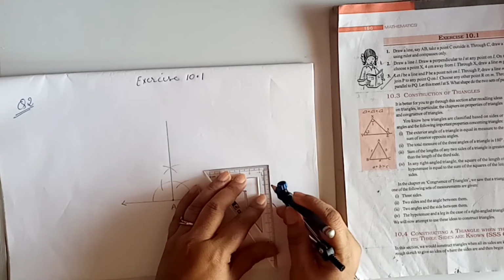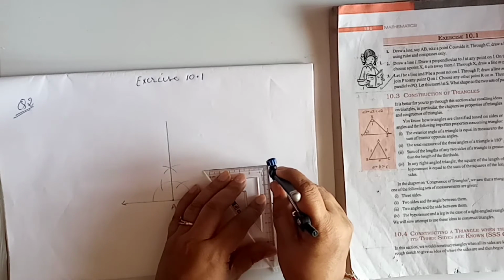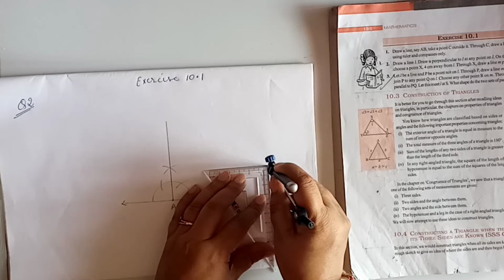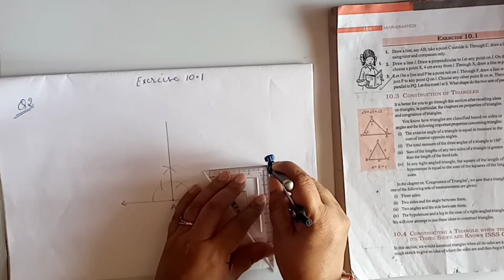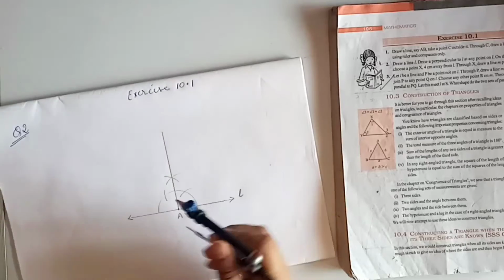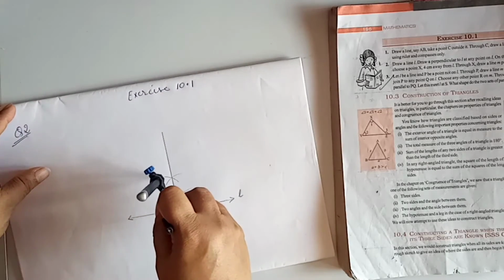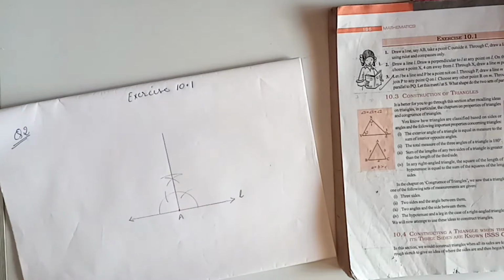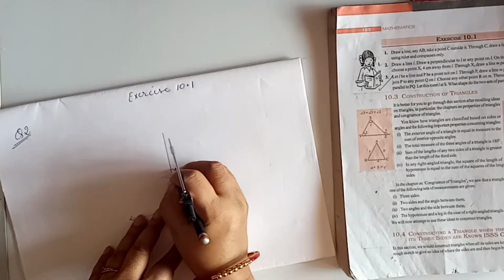Suppose this is, I will measure 4 centimeter. This is 4 centimeter. So what I will do, I will keep at point A and cut the arc. Now this is point X.